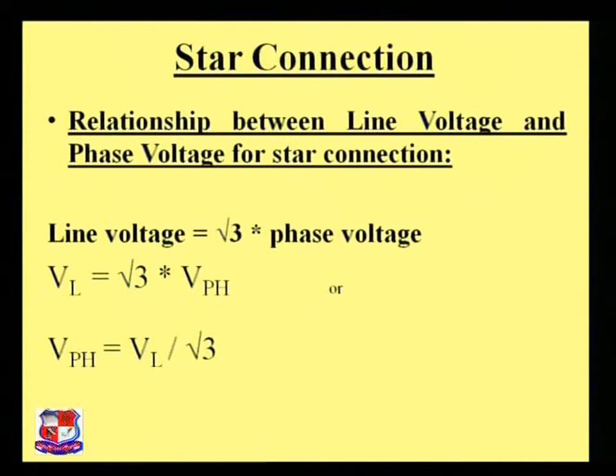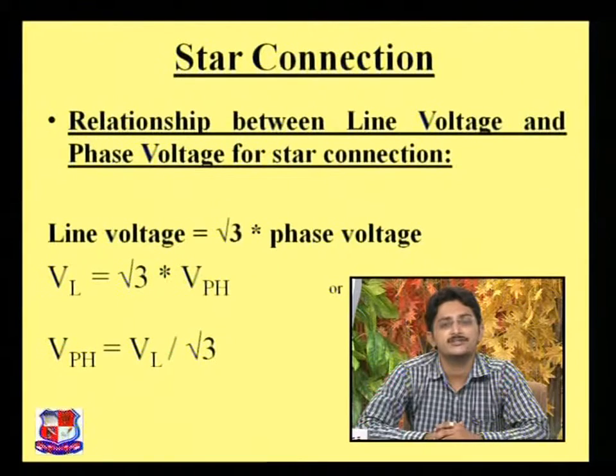Now first of all, the relationship between the line voltage and the phase voltage in a star connection, as we already talked about: the line voltage is root 3 times higher than the phase voltage. So you can write VL equals root 3 into VPH, or VPH equals VL by root 3.